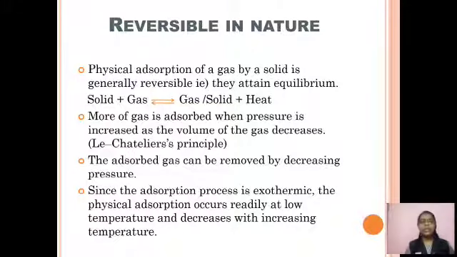And physical adsorption is an exothermic process. The physical adsorption occurs readily at low temperature and decreases with increasing temperature. Since this physical adsorption is exothermic, that is, it liberates heat, it can occur at very low temperature because no chemical bond is formed. And if you increase the temperature, ultimately the physical adsorption decreases.